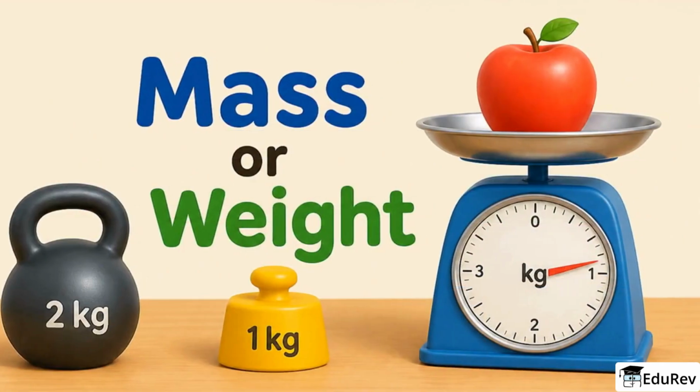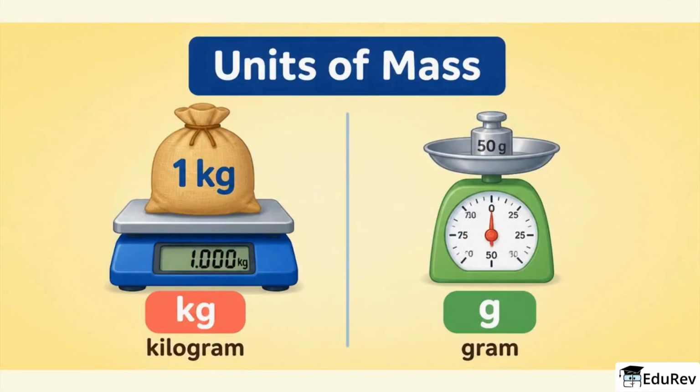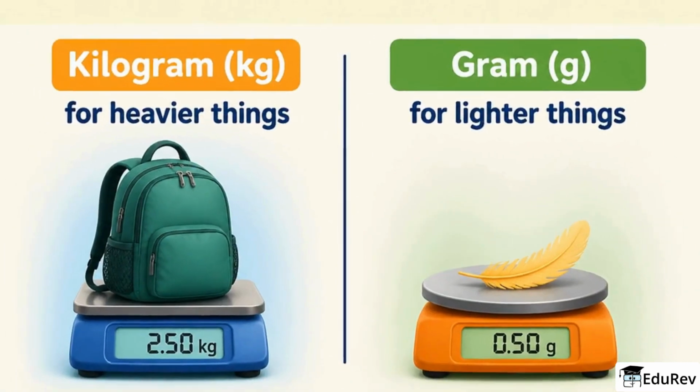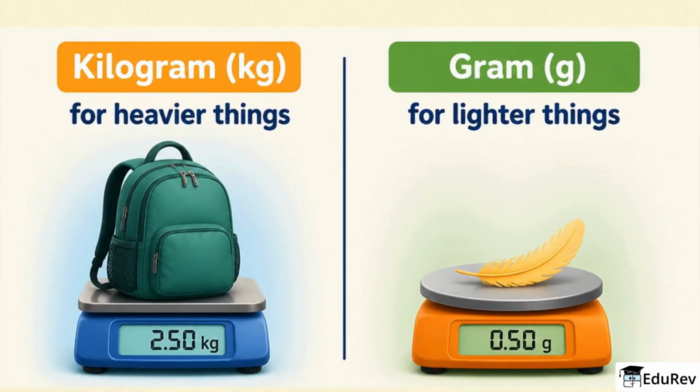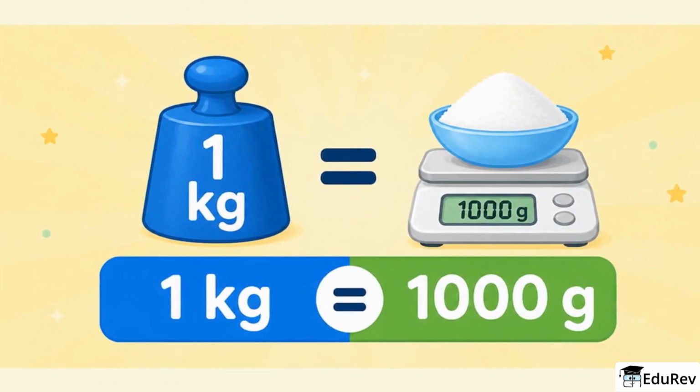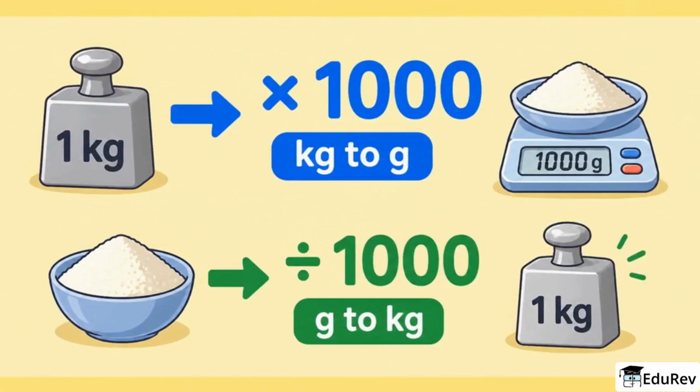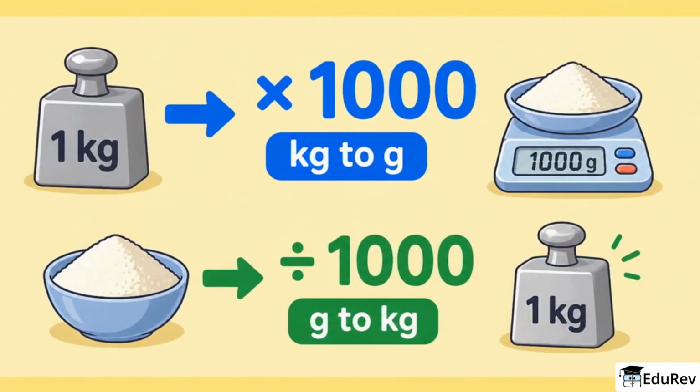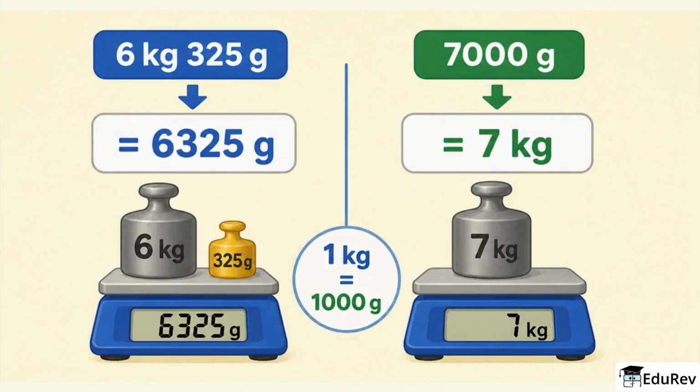Next we learn about mass or weight. The common units are kilogram and gram, written as kg and g. A kilogram is for heavier things and a gram is for light things. 1 kilogram equals 1000 grams. To convert kg to g, multiply by 1000 and to convert g to kg, divide by 1000. For example, 6 kg 325 grams is 6325 grams and 7000 grams is 7 kg.